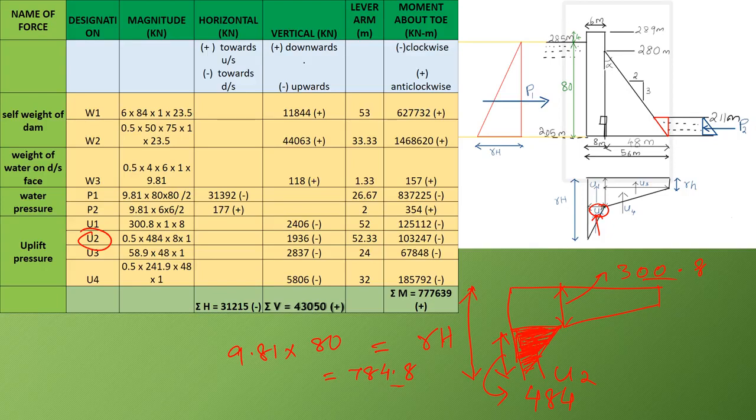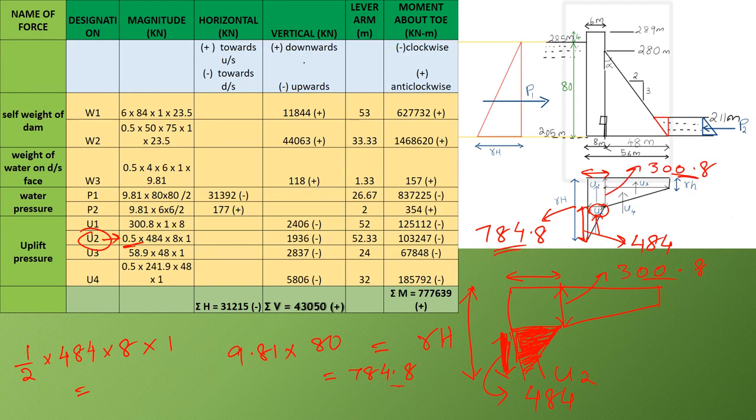Therefore we have to find out the area of that triangle, that is half into height of the triangle, 484, multiplied by width of that triangle, which is 8, multiplied by unit width. So for finding out U2, it is 0.5 into 484, the height of the triangle, multiplied by the width, that is equal to 8. This is 484, this is 784.8, and this is 300.8. Therefore 784.8 minus 300.8 is 484.